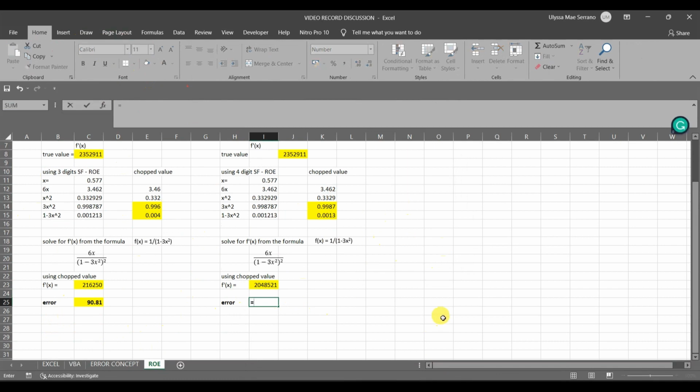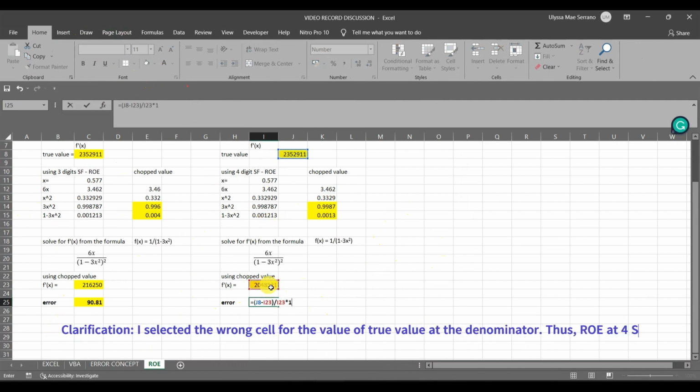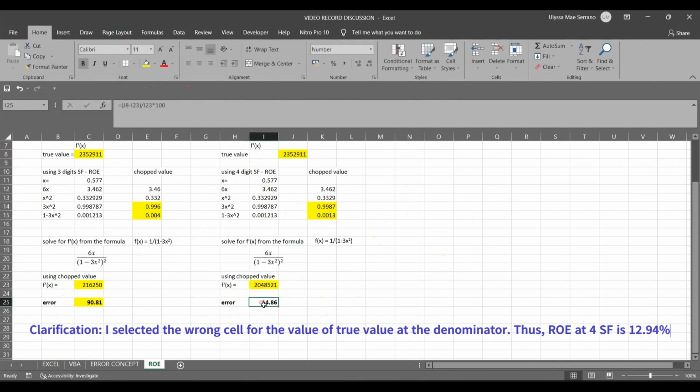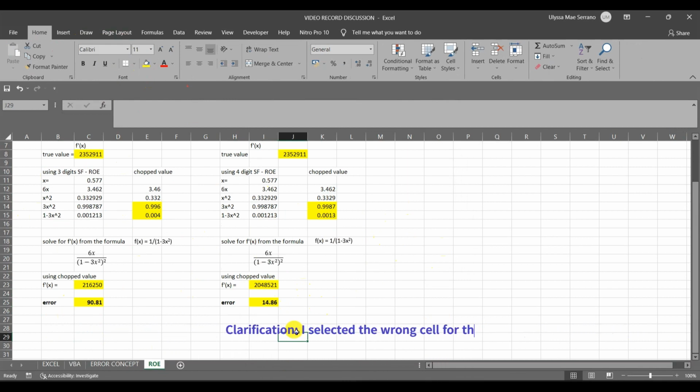Ang magiging value niya will be true value minus approximate value divided by true value times 100%. Makikita niyo dito, class, na 14.86% yung ating makukuhang percent ng ating error. So, ibig sabihin, class, the more significant figures are used, the more accurate the approximate value to true value, or the lesser the round of error. So, lesser yung round of error natin dahil marami yung ating significant values. So, especially kung yung mismong buong true value yung ginagamit natin sa calculation para ma-avoid natin yung round of error.